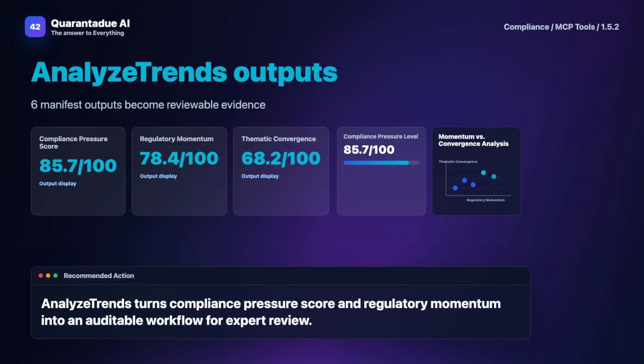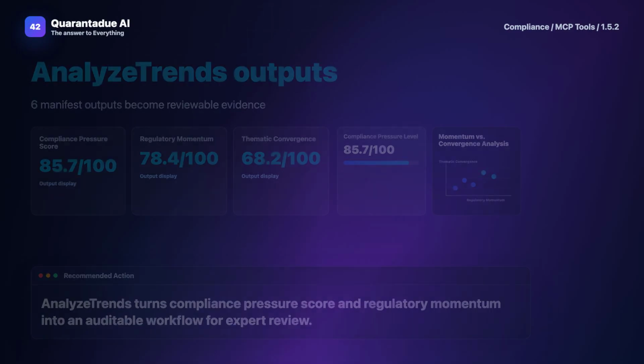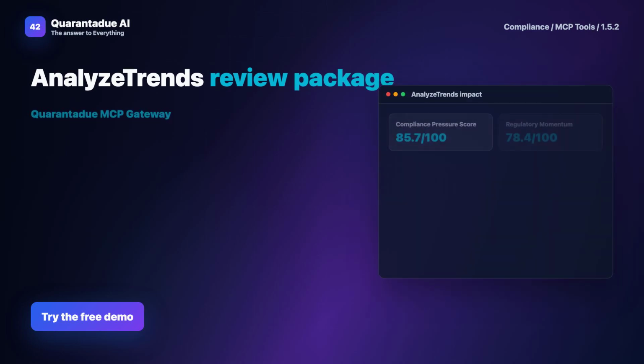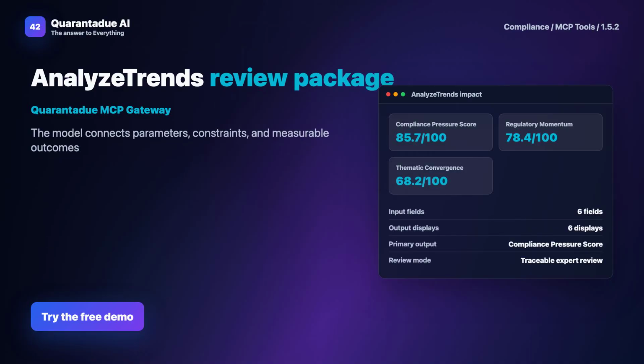Analyze Trends returns structured outputs such as compliance pressure score, regulatory momentum, thematic convergence, change criticality rate, and compliance pressure level. These outputs are designed to support review, reporting, comparison, and follow-up actions. The value of Analyze Trends is not just automation. It is a controlled way to turn repeated compliance work into a documented business process with clear inputs, transparent logic, and reusable outputs.